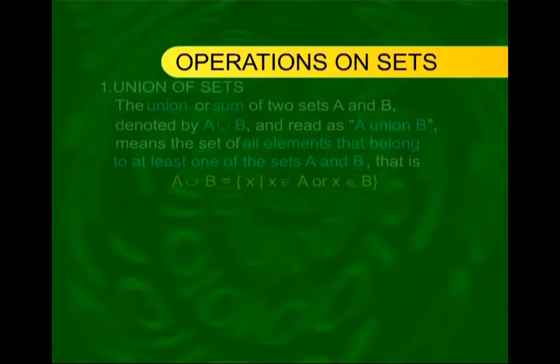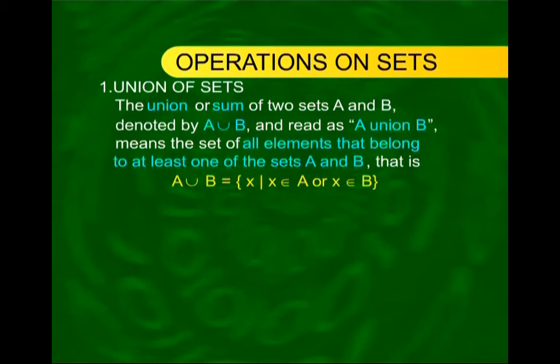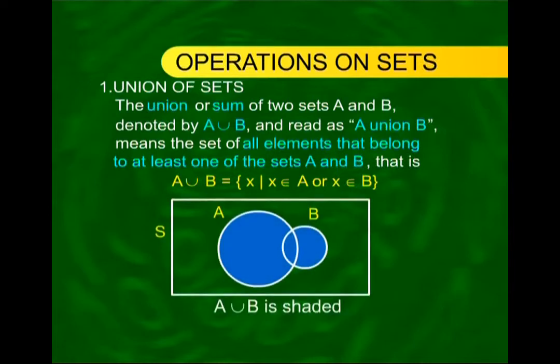The next concept that we must concentrate on is the concept of operations that can be performed on sets. Sets can be combined in order to form new sets, and the four main operations that we should consider are union, intersection, complementation, and set difference. The union or sum of two sets A and B means the set of all elements that belong to at least one of the sets A and B. That is, A union B is the set of all those x values which belong either to A or to B.